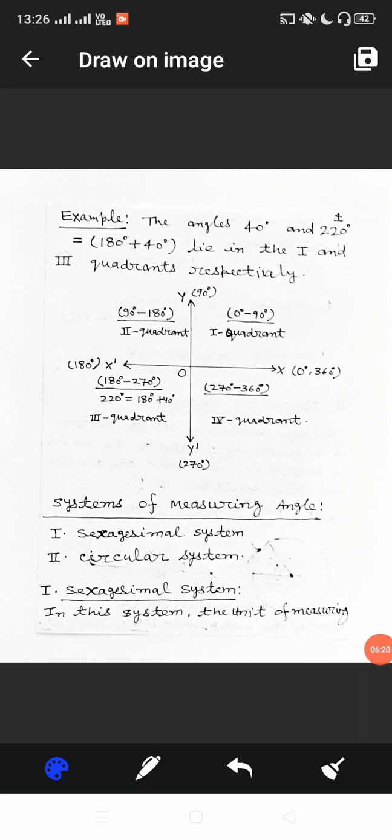The angles 40 degree and 220 degree lie in the first and third quadrants respectively. Dear students, 40 degree lies between 0 degree and 90 degree, so it is in first quadrant, and 220 degree lies between 180 degree and 270 degree, so it is in third quadrant.